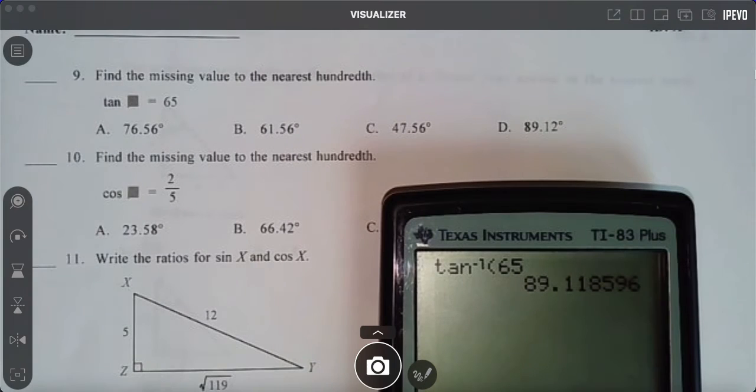89.12. It's D. How was that one? Okay, let's do another one.